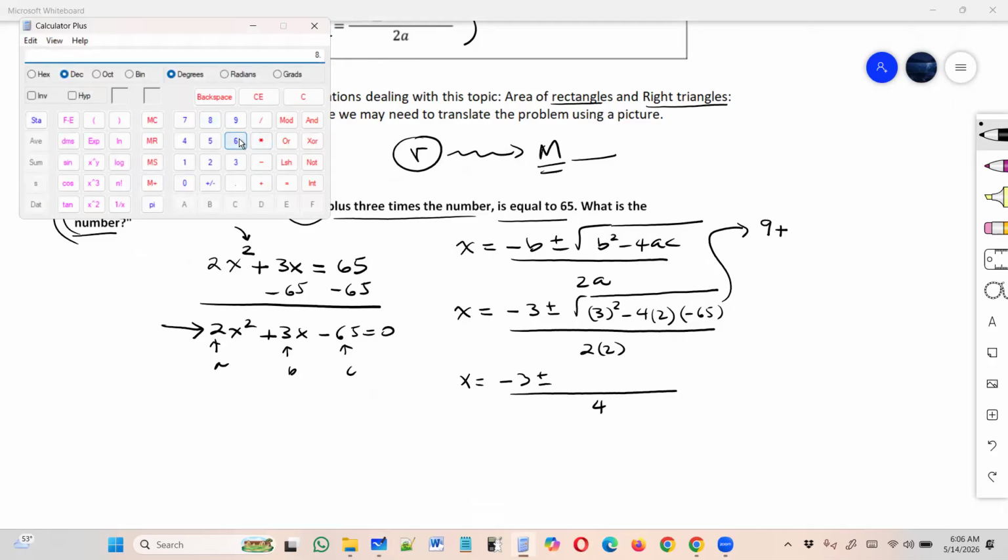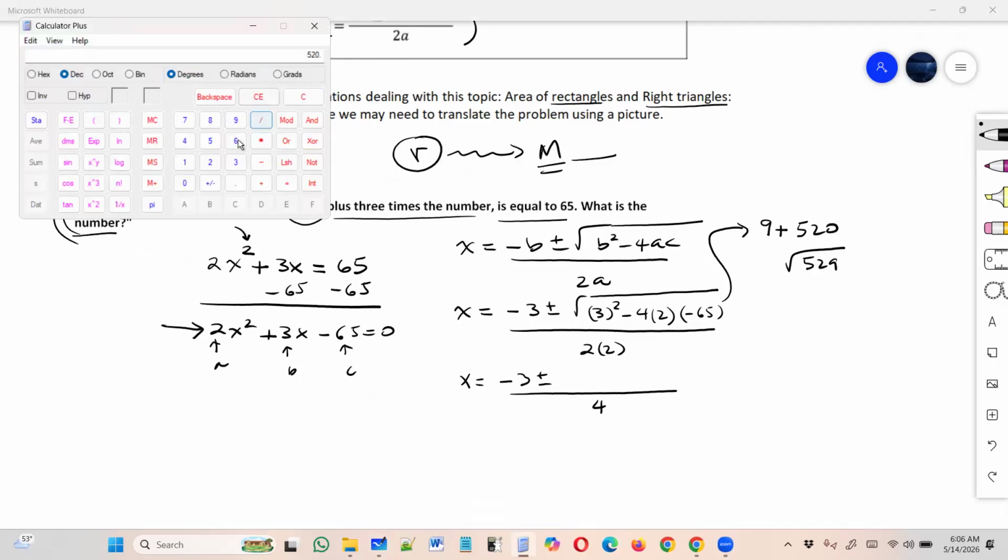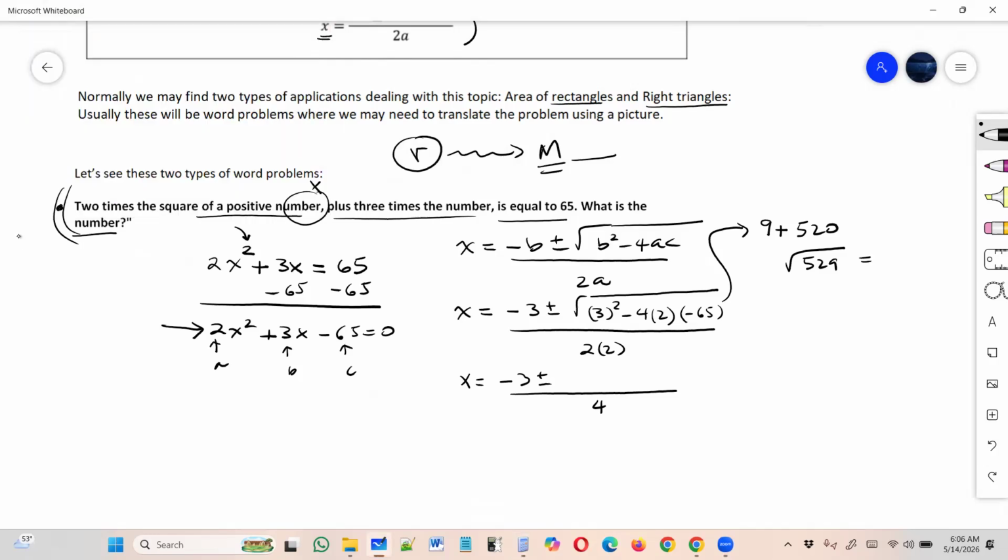So 8 times 65 is 520. And obviously this is 529 inside of the radical. Now, very likely this is something that we can take the square root of. So let's see, 23. So this is 23. So negative 3 plus or minus 23. Let me just write this a little bit cleaner here. There you go.